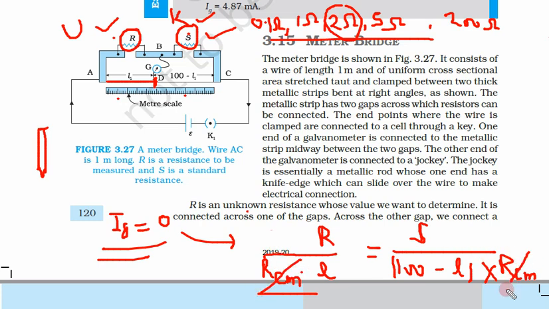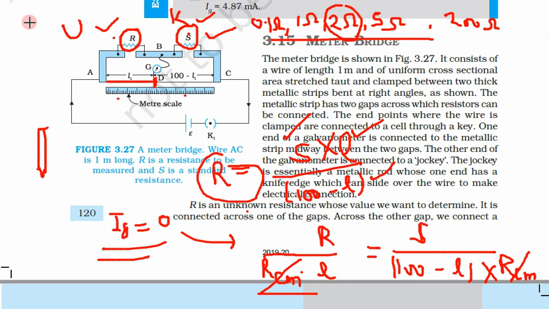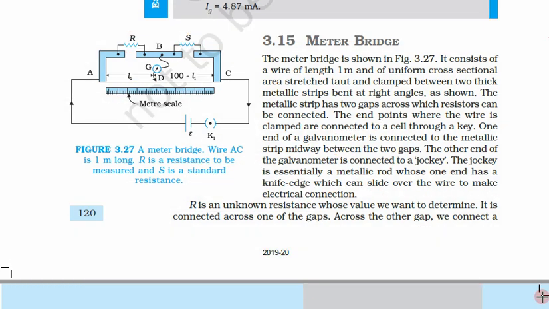RCM and RCM are cancelled. So now what do we get? R, the unknown resistance, is simply S upon 100 minus L into L. So now, just by seeing this length L and this 100 minus L when the galvanometer shows 0, and this S is known to us, we can measure this unknown resistance. So this is the working principle of this meter bridge.